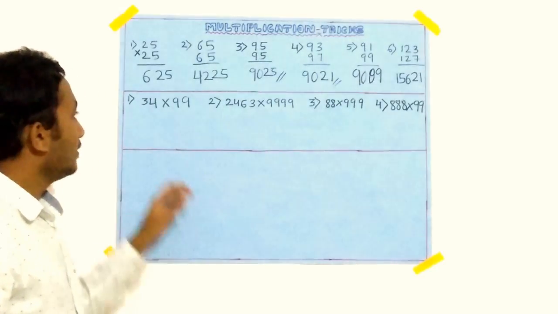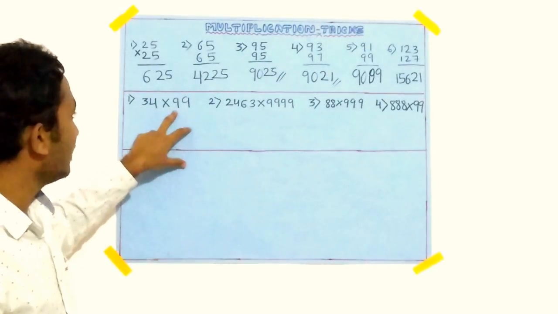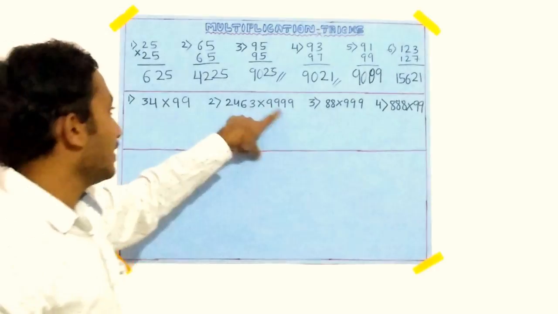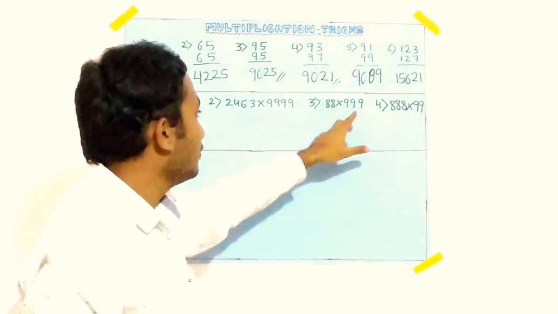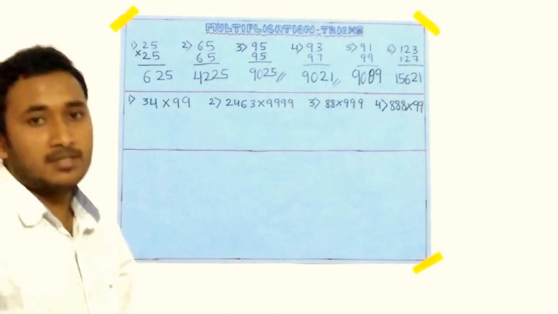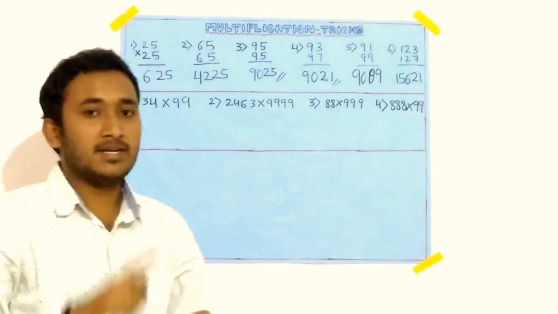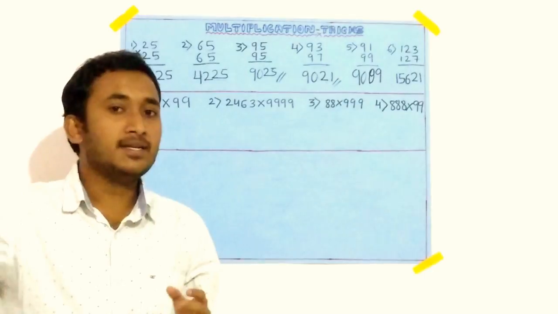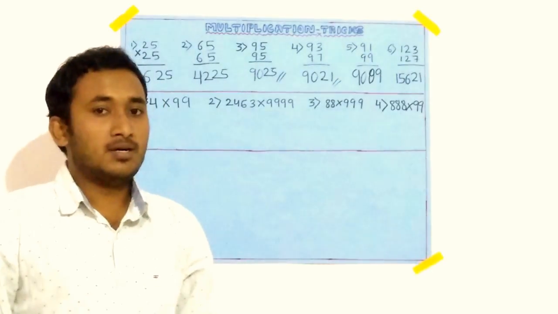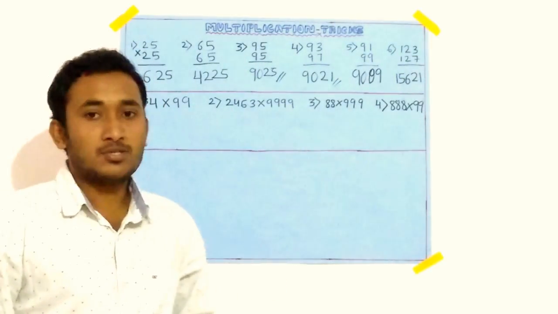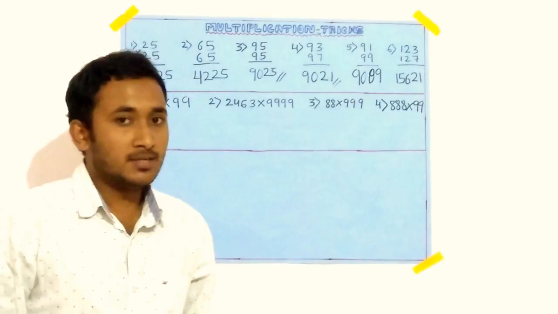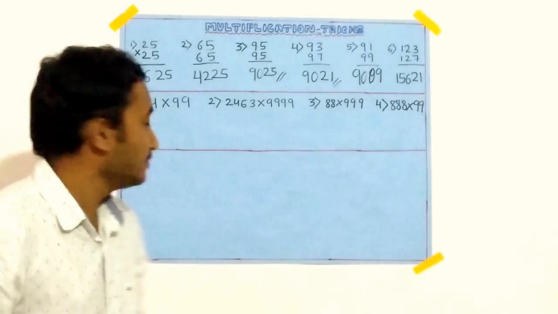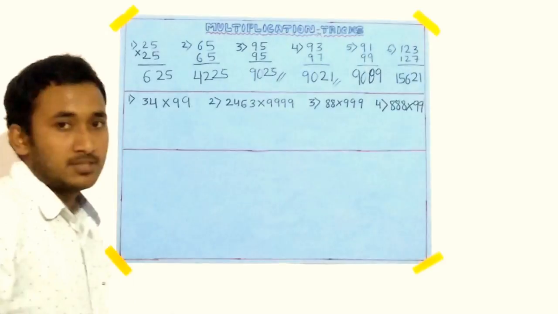Here you can see 34 into 99, 2462 into 9999, 88 into 999. It might be anything which is multiplied by 99, or 999, or 9999. It might be any number of 9s. At that time we'll use this trick. It will help you find the answer within 3 or 4 seconds. Okay, so I will share that trick.